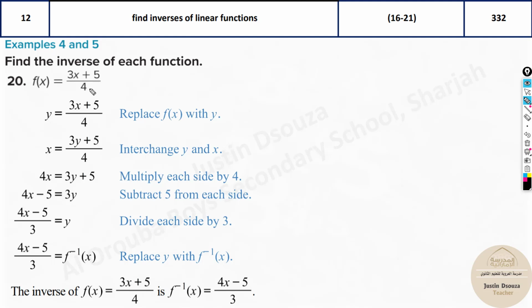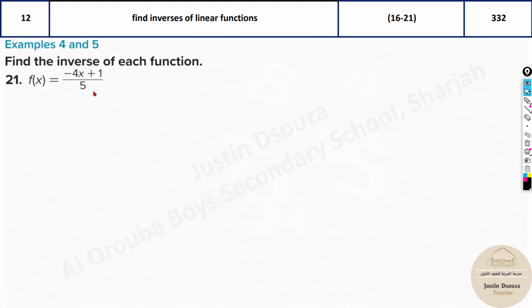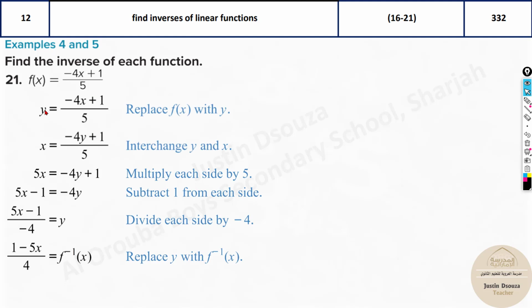Otherwise, just follow the method, because this swapping and rearranging and writing is also a very easy method. So please follow that only. Here also, please follow this method. Write it in terms of y equals this equation, then change x and y, and then simplify further and solve it up. Those are the answers.